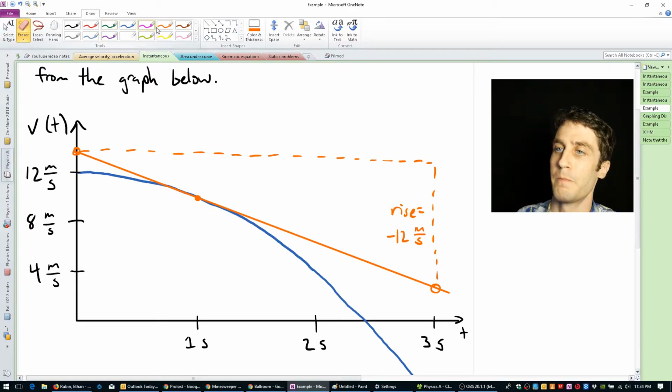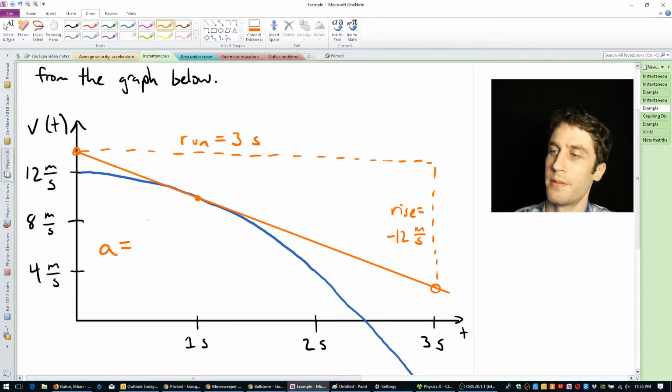Okay. And the run is 0 seconds to 3 seconds, so it's 3 minus 0, which is 3 seconds. And your acceleration is the rise over the run, which is negative 12 over 3, which is negative 4 meters per second squared. Okay.